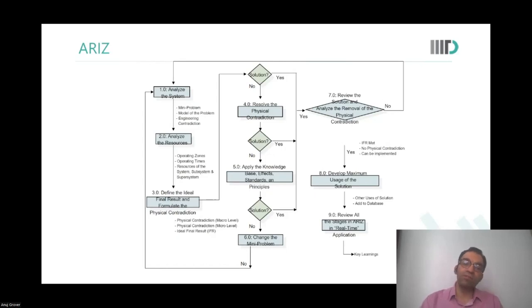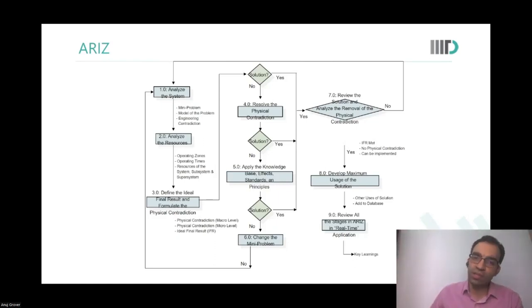Then we formulate physical contradictions at the macro level and at the micro level, and also formulate the ideal final result. What is the ideal final result? Usually you will notice that, because you've done the operating zones and operating times analysis, and you're also keeping a view on the ideal final result, you may have a solution. If you have a solution, you directly go to the 7th step, you start to review the solution.